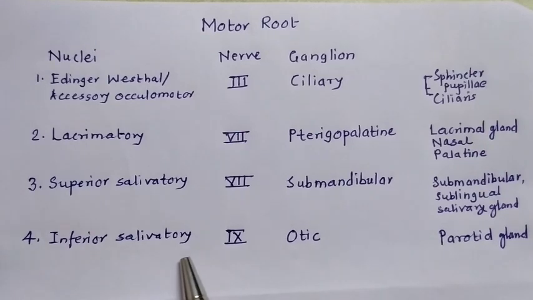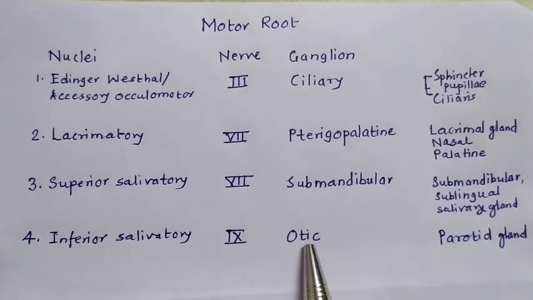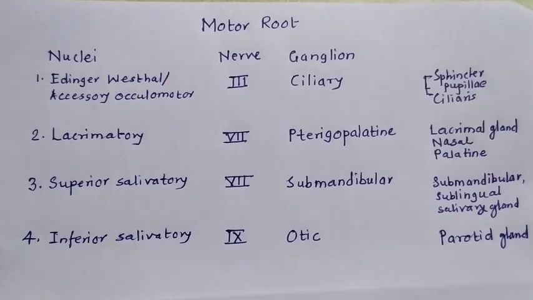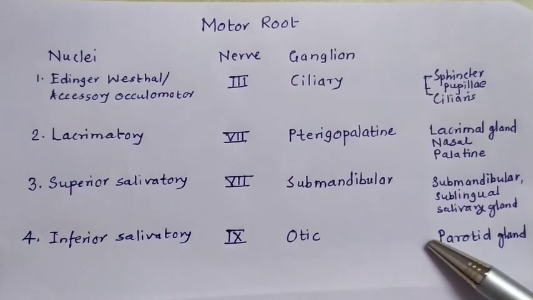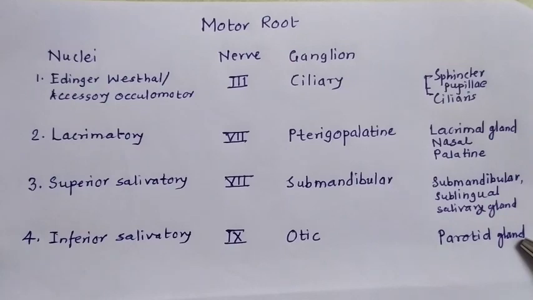The fibers beginning from the inferior salivatory nucleus are carried by the ninth nerve, glossopharyngeal, which gives the tympanic branch, which enters the middle ear, and over the promontory it forms the tympanic plexus. The tympanic plexus gives the lesser petrosal nerve, which passes through the foramen ovale and releases in the otic ganglion. The postganglionic parasympathetic fibers from the otic ganglion are carried by the auriculotemporal nerve to supply the parotid gland.